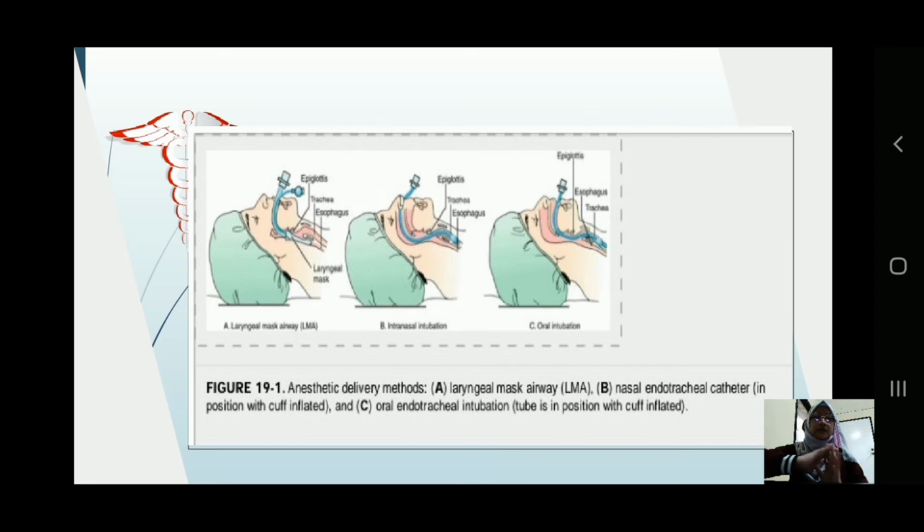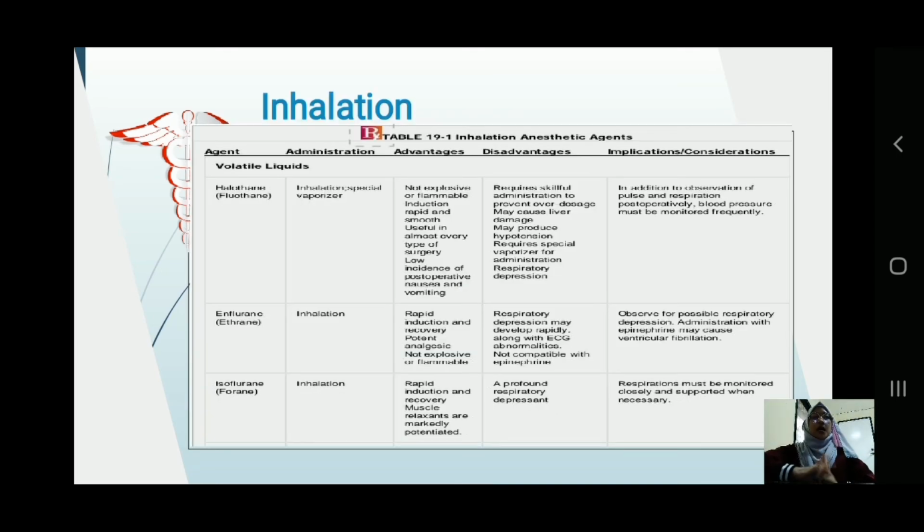So we have anesthetic delivery methods: a laryngeal mask airway or LMA, and nasal endotracheal catheter in position with cuff inflated, and the last is oral endotracheal intubation, in which the tube is in position with cuff inflated. For the inhalation anesthetic agents, we have the agent, administration, advantages and disadvantages, and implications or considerations.